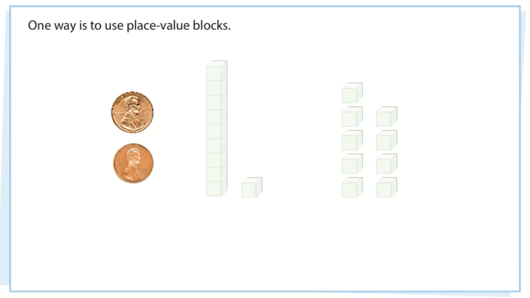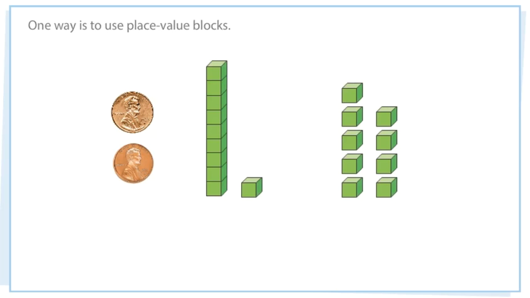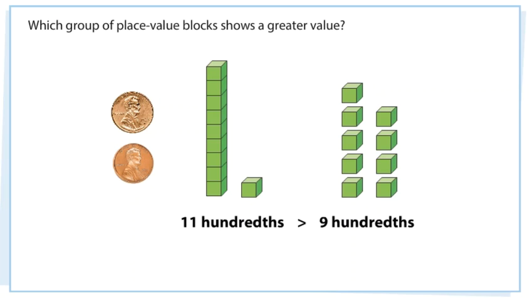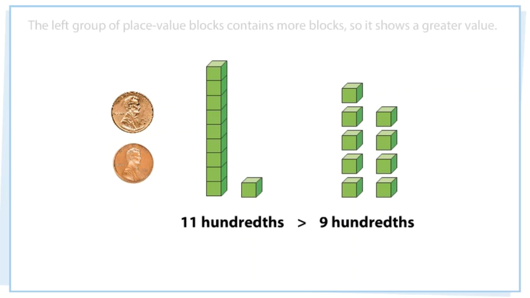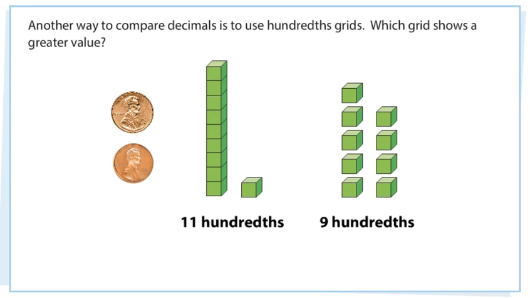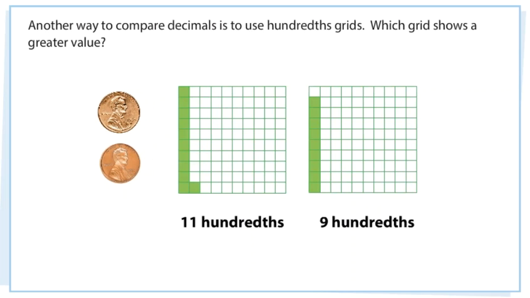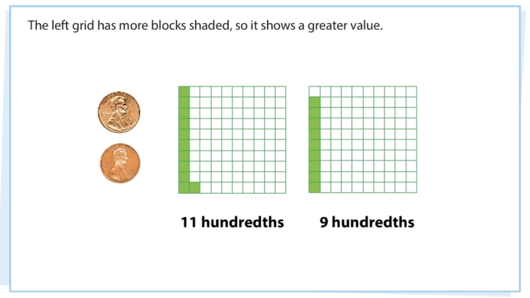One way is to use place value blocks. Which group of place value blocks shows a greater value? The left group of place value blocks contains more blocks, so it shows a greater value. Another way to compare decimals is to use hundredths grids. Which grid shows a greater value? The left grid has more blocks shaded, so it shows a greater value.